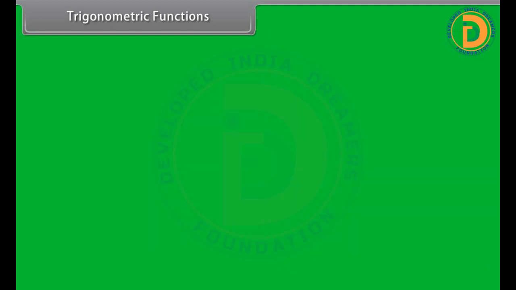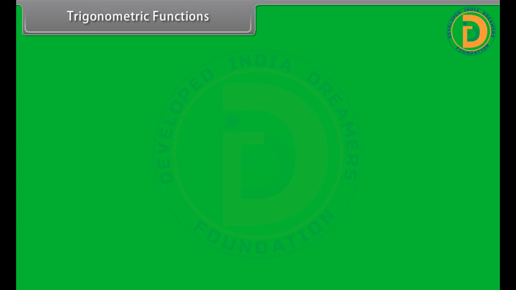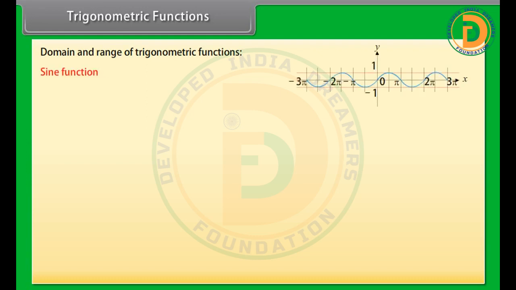Trigonometric functions. In the table given below, the signs of all the T ratios are given in each quadrant. Trigonometric functions. Domain and range of trigonometric functions. As we have studied earlier, an angle can be considered as a real number, so we denote the angle by x, not by theta. Sine function.